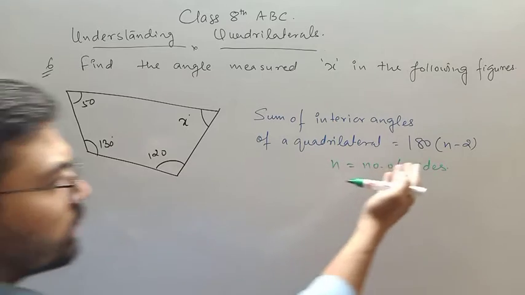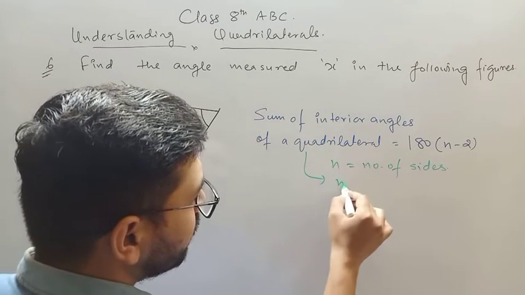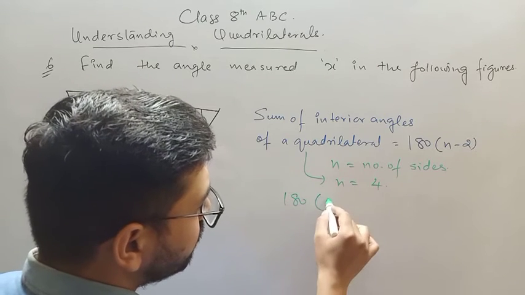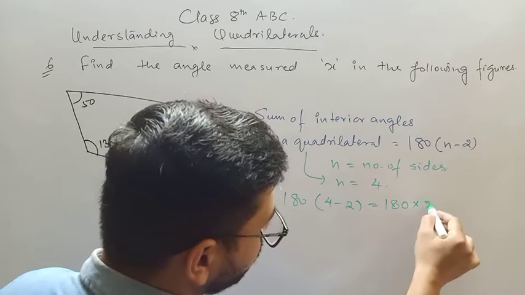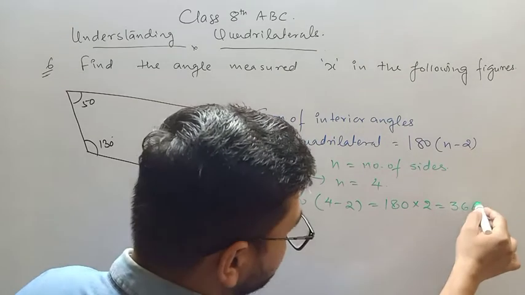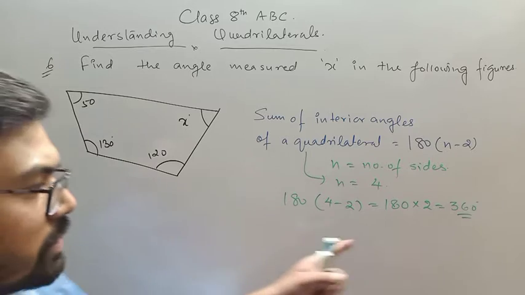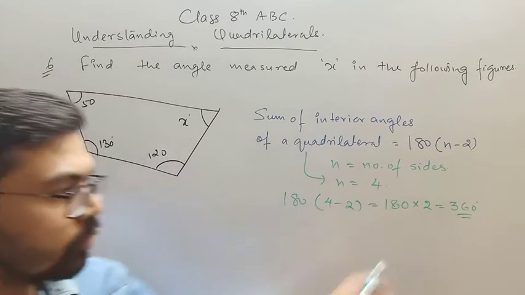A quadrilateral has 4 sides, right? So in case of a quadrilateral, n is equal to 4. So I can write 180 times (4 minus 2), which is equal to 180 into 2, which is equal to 360 degrees. So the sum of all these 4 interior angles is equal to 360. Do you agree with this point? I hope so.